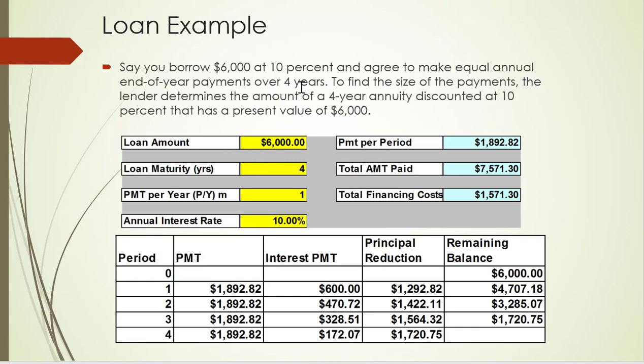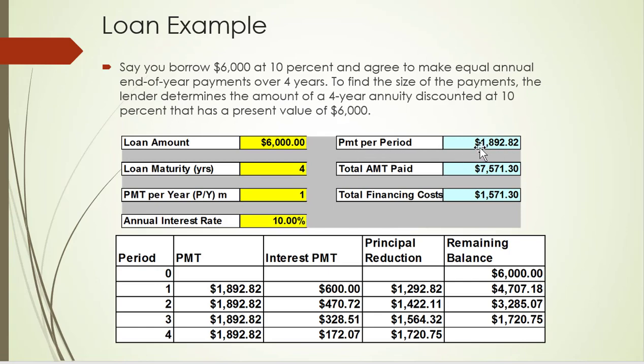There is a loan analysis worksheet that you can utilize. You plug in the amount. Here's $6,000. It's a 4-year loan. Now, to make this a little simpler, we only use one payment per year. Obviously, more realistic is you're going to make monthly payments. And the interest rate's 10%.